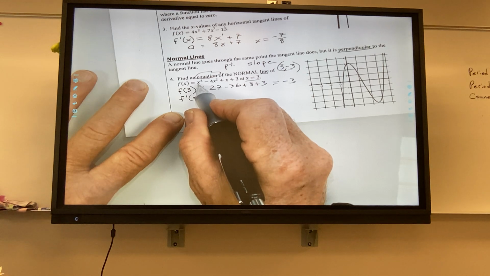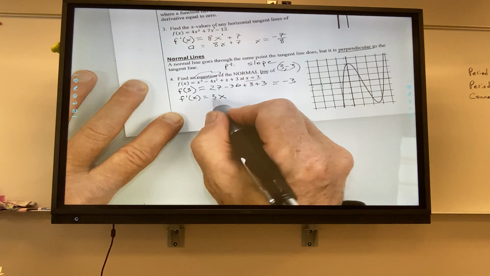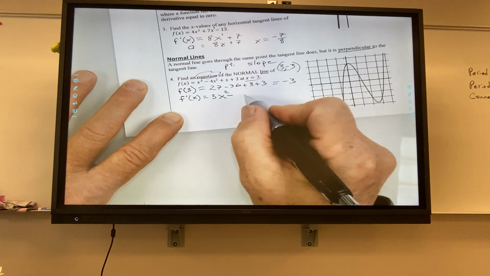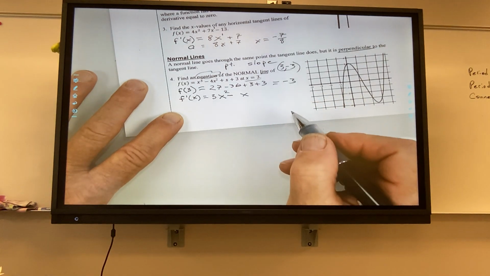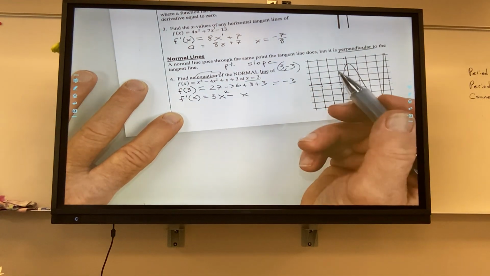What's the derivative of x cubed? 3x squared. Correct. Just do one at a time. Minus. x will be to the first power. Correct? Yeah. Right? 2 minus 1 is 1. 1.